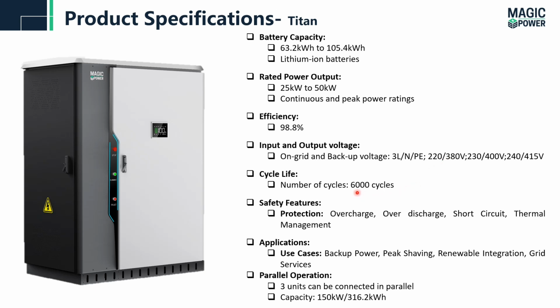The cycle life of the battery is 6,000 cycles. Safety features for the battery include protection against overcharging and discharging, short circuit on the load side or overloading, and thermal management for the system itself. The applications for these systems are backup power, peak shaving, and renewable integration. In parallel, we can connect three units. So the maximum system capacity is 150 kilowatt, which is the rated output power, while 316.2 kilowatt hour is the energy storage for the Titan series.